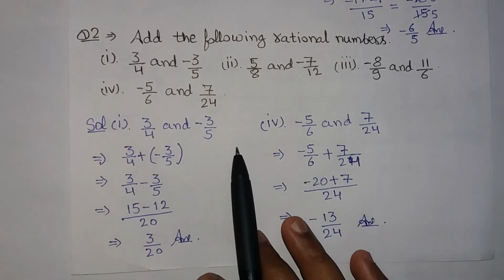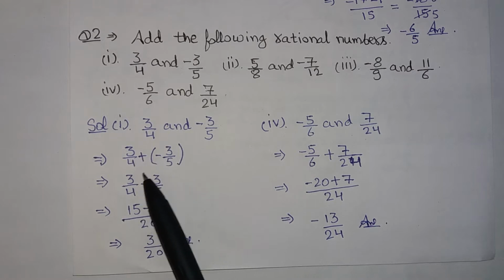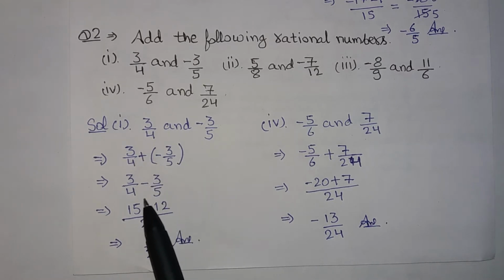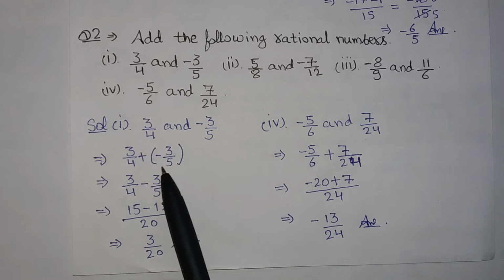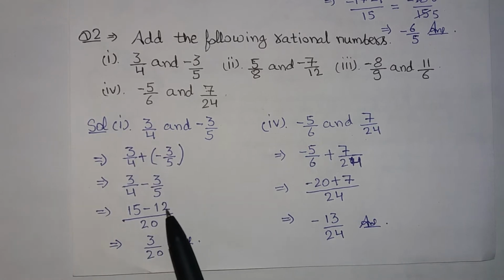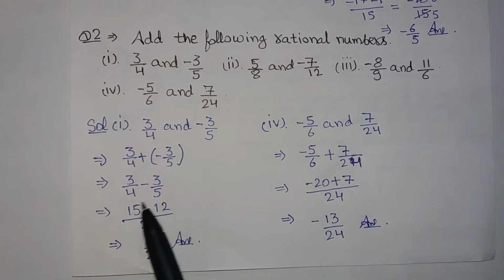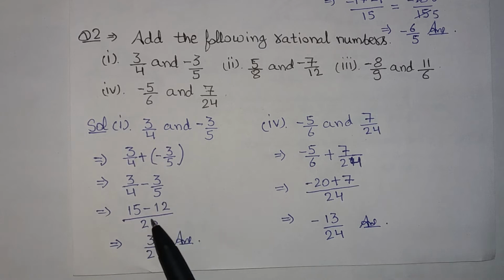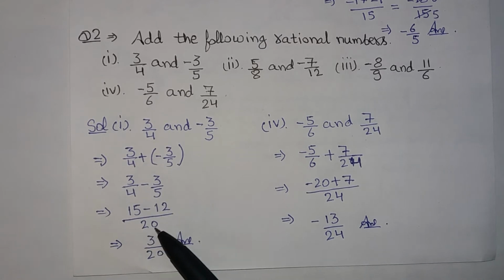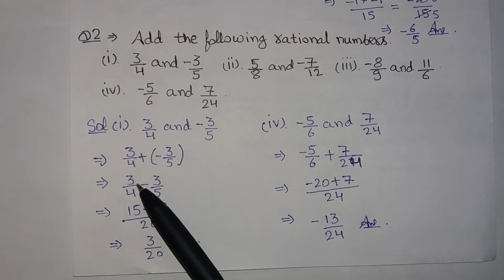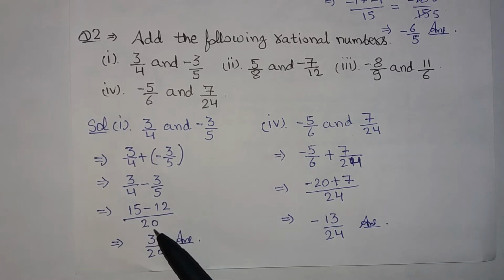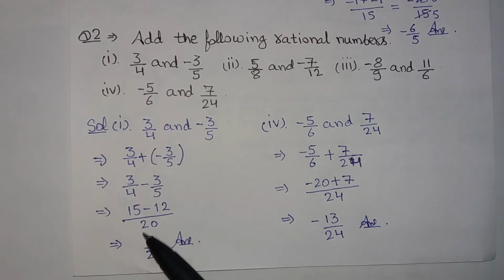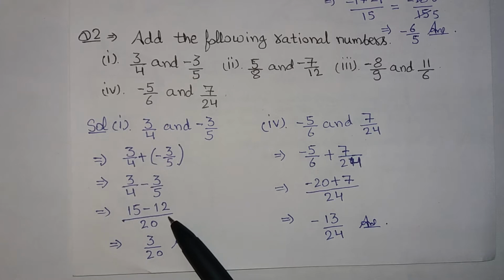So here minus 3 upon 4 plus minus 3 upon 5. Here 3 upon 4 plus minus 3 upon 5. By taking LCM of 4 and 5, it will be 20. So dividing 20 by 4, it will be 5. 5 into 3 will be 15. Dividing 20 by 5, it will be 4, and 4 into 3 will be 12. So here 15 minus 12 will be 3. 3 upon 20 will be the answer.